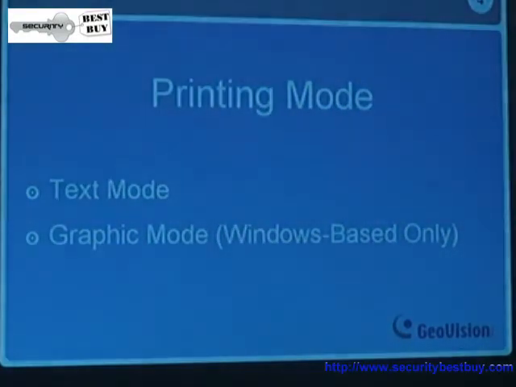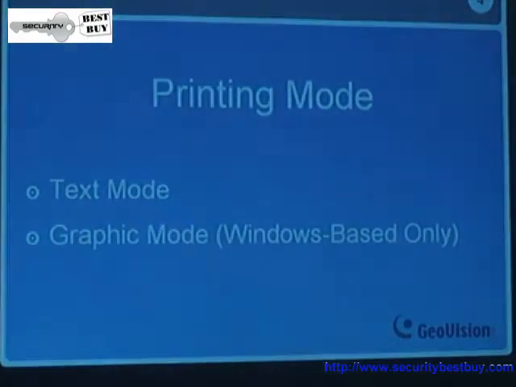And as for the graphic mode POS systems, currently we only support Windows-based graphic mode POS systems. There are so many different POS systems out there, and it's impossible to support all of them with a single product. Because of that, we have developed different products for different POS systems.